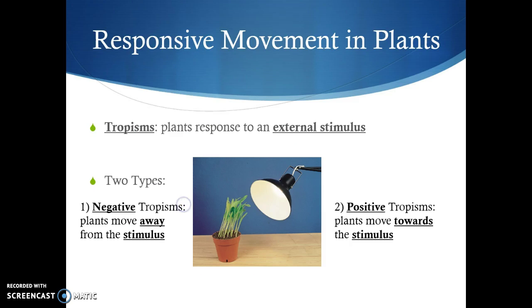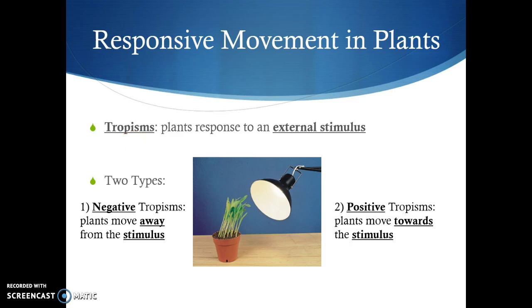Now let's move to plant movement. So plants, you might have thought, don't really have any movement because they're typically stationary, and if you plant it in the ground, you're going to find that plant in the same location when you come back. However, they do have to react and respond to their environment, and they do that through movement. We call this a tropism, or a plant's response to an external stimulus.